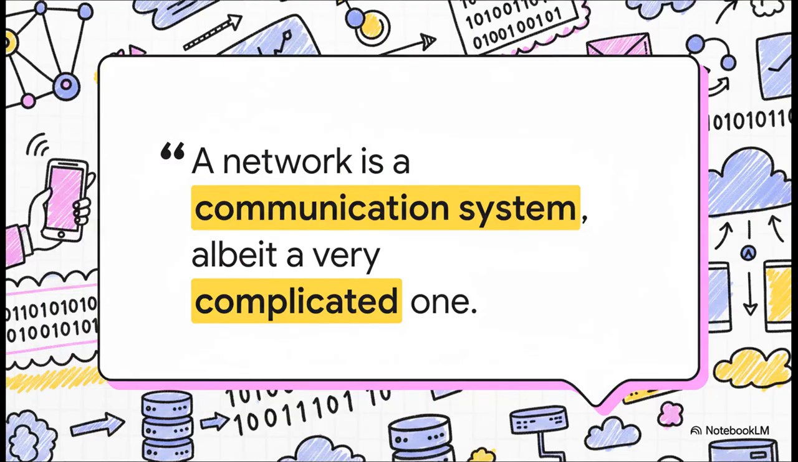And that brings us right back to where we started. This quote says it all. A network is a communication system, albeit a very complicated one. The internet, in all of its mind-boggling complexity, is still, at its heart, just a communication system. It's built on those same 5 Lego blocks we started with, just scaled up to a global, unbelievable level.